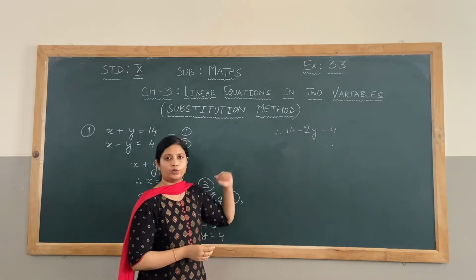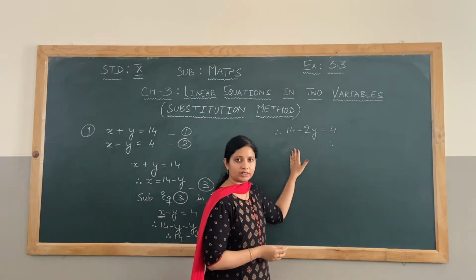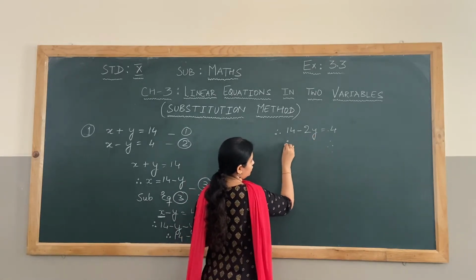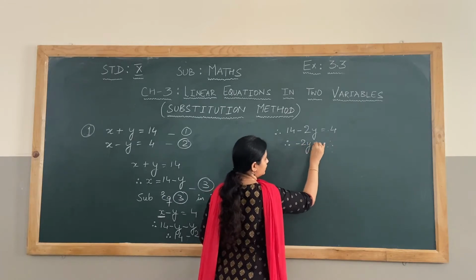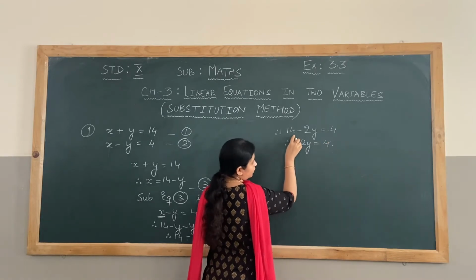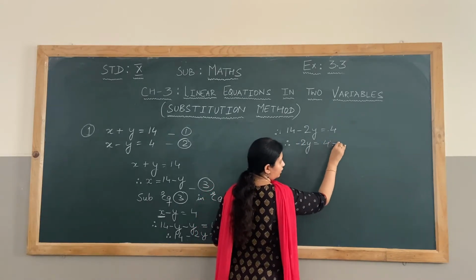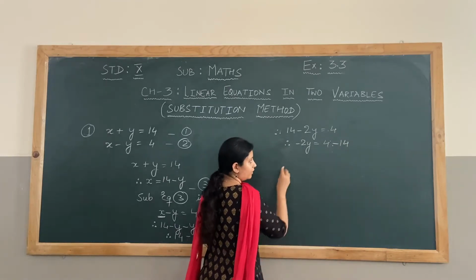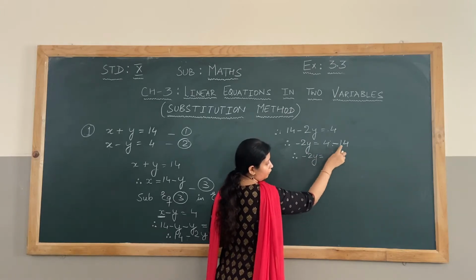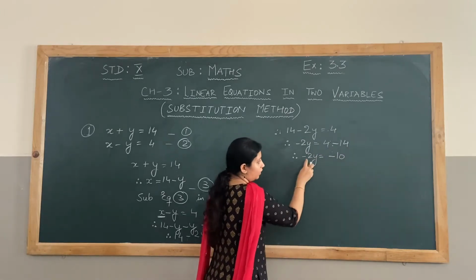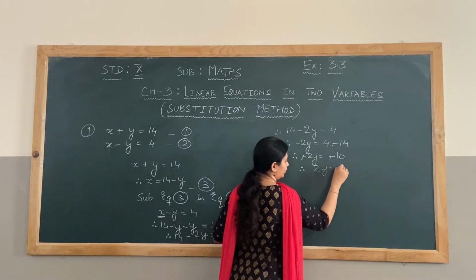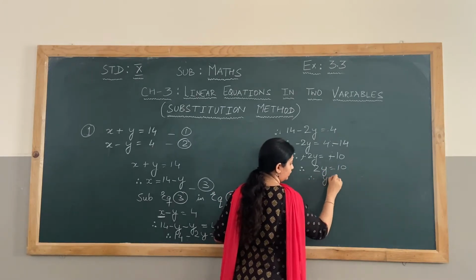Now, in the next step, what you are going to do is take variables on one side and constants on the other. Over here, minus 2y is your variable, so I will keep that variable on the same side, and this constant I will take to the other side of equal to. This plus 14, when it goes to the other side of equal to, becomes minus 14. So minus 2y is equal to 4 minus 14. 4 minus 14 gives you minus 10. Now, you can see a minus sign on both sides. You can cancel them. Therefore, 2y is equal to 10, and therefore y is equal to 10 by 2.